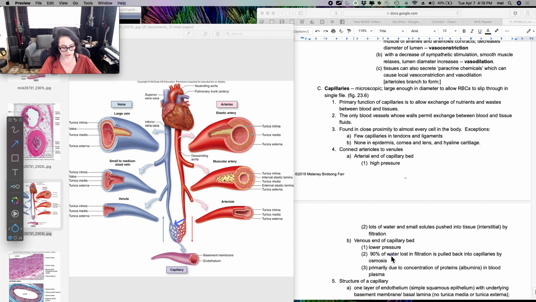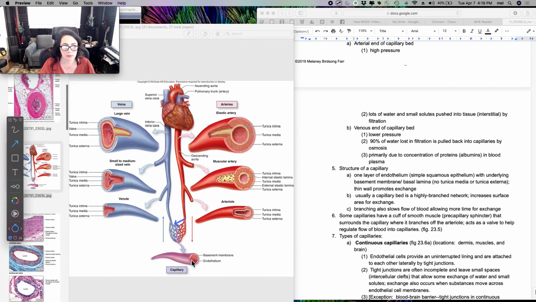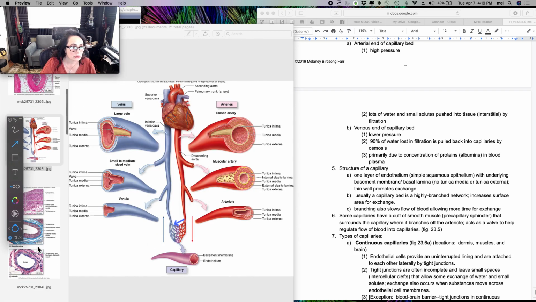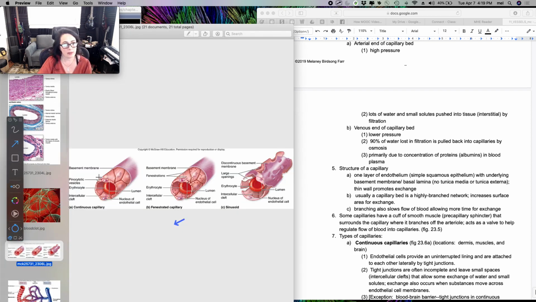Okay, so let's look at the structure of a capillary. It's really just a single layer of epithelial tissue called endothelium. It's simple squamous epithelium, and then a basement membrane underneath it. But there's some variability in the types of capillaries that exist.